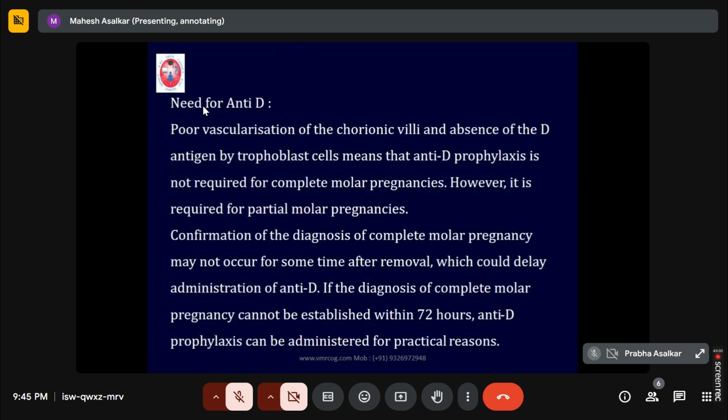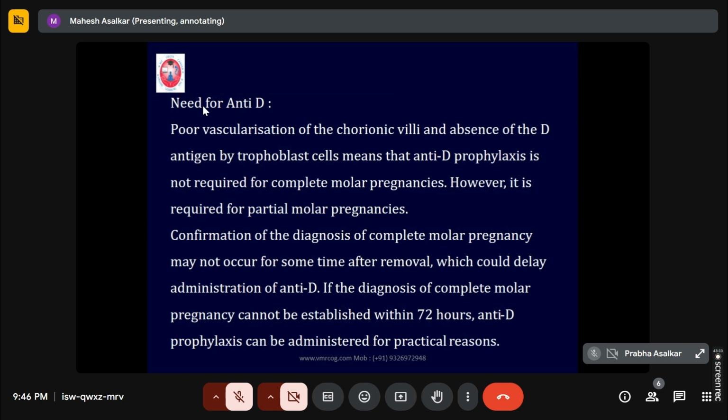Now, the need for anti-D. Should we give anti-D or not? What exactly does the guideline say? Listen carefully. Poor vascularization of the chorionic villi and absence of D antigen on the trophoblastic cell means that anti-D prophylaxis is not required for complete molar pregnancy, because there is no fetal tissue and no RBCs. However, it is required for partial molar pregnancy because there is a fetus and RBCs.